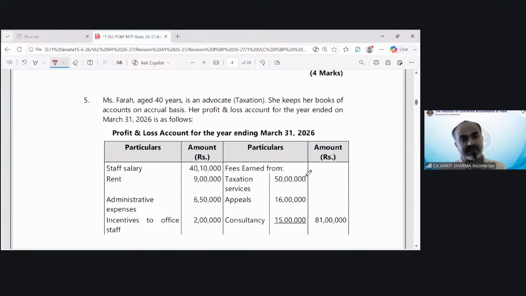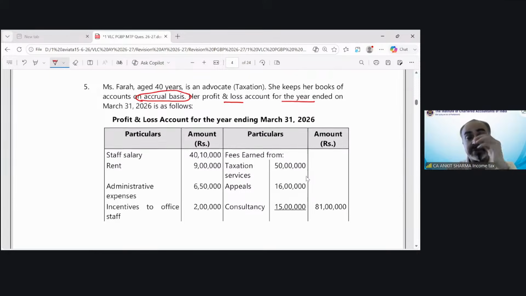Question number 5. Again, a long question. Ms. Farah, age 40 years, is an advocate. She keeps her books of account on accrual basis. So again, it is on accrual basis. Whenever there is accrual basis, the net profit plus allowed, disallowed scenario needs to be followed. Her profit and loss account for the year ended on March 31, 2026 is as follows. Let me see the requirement of the question.